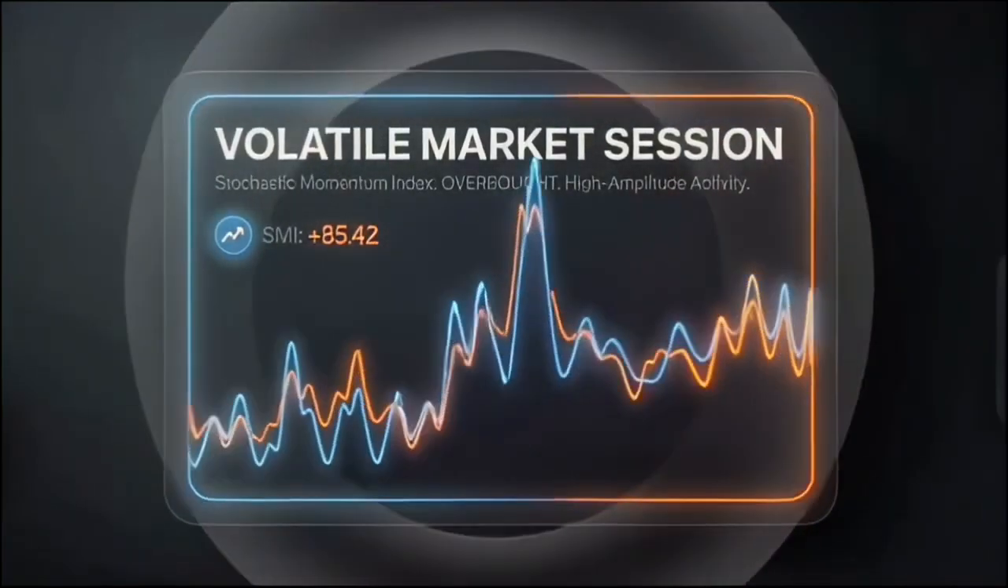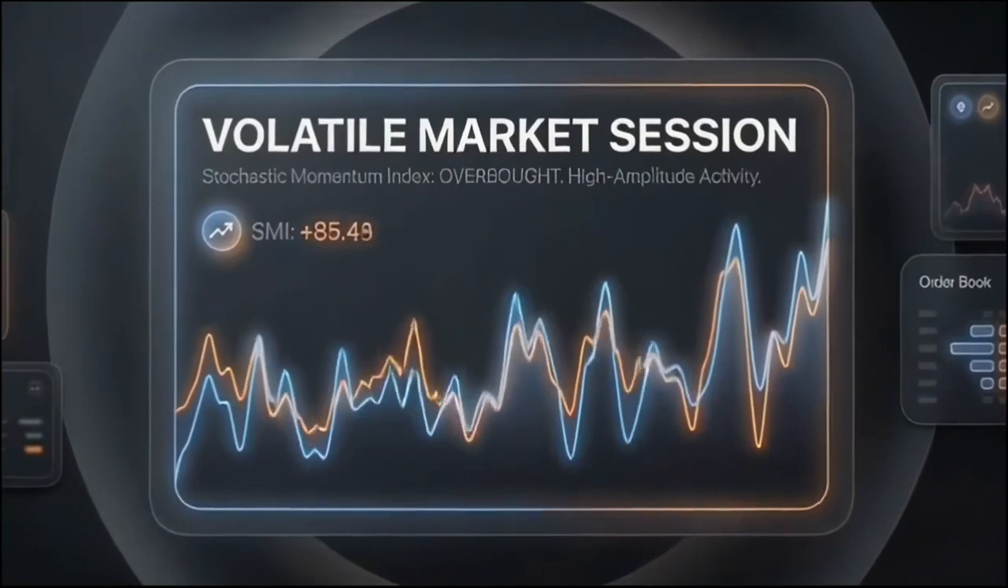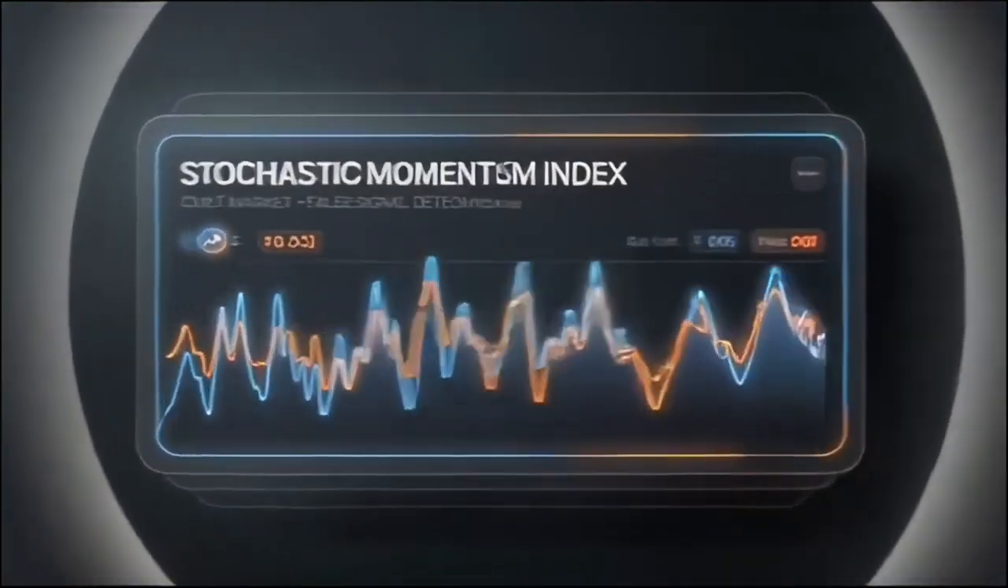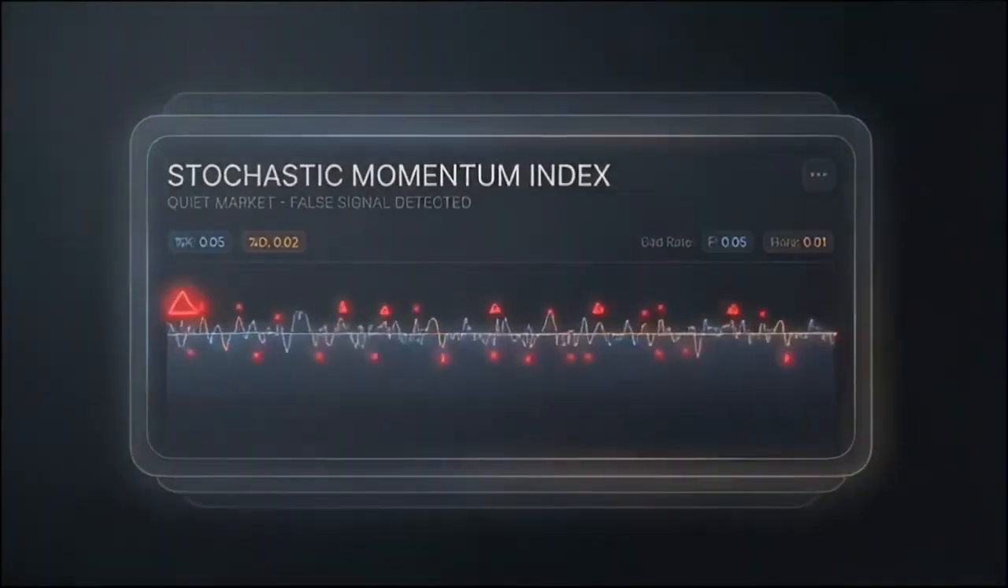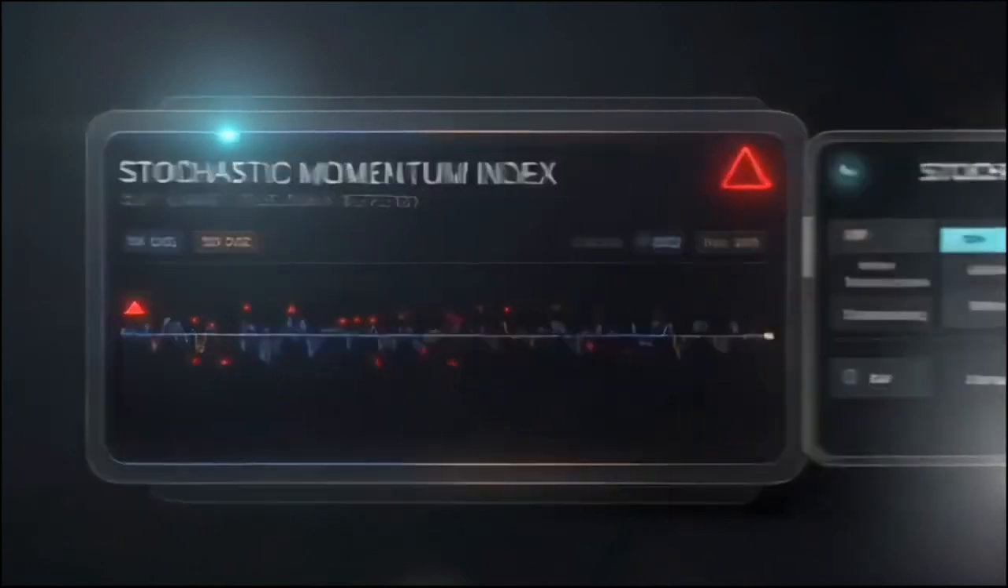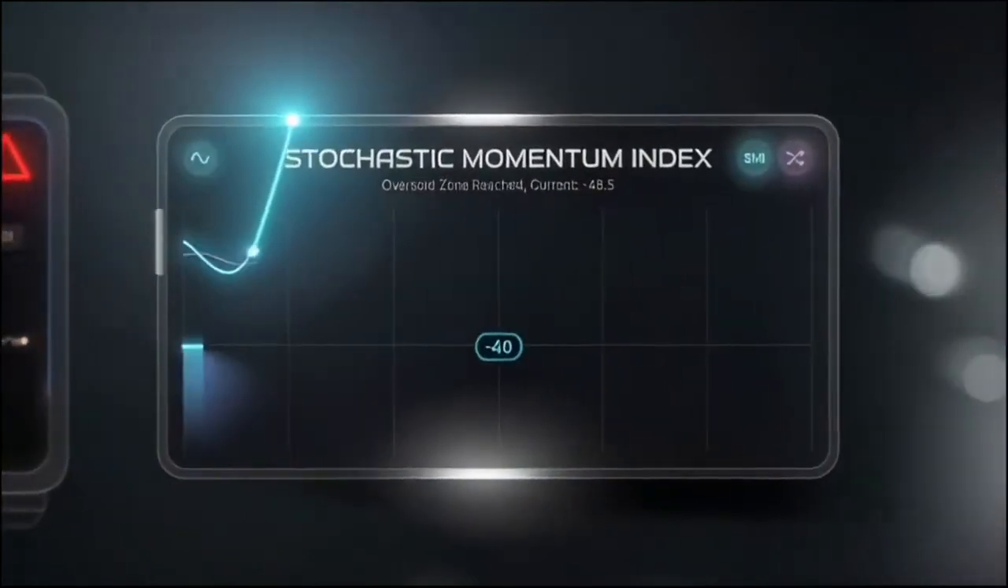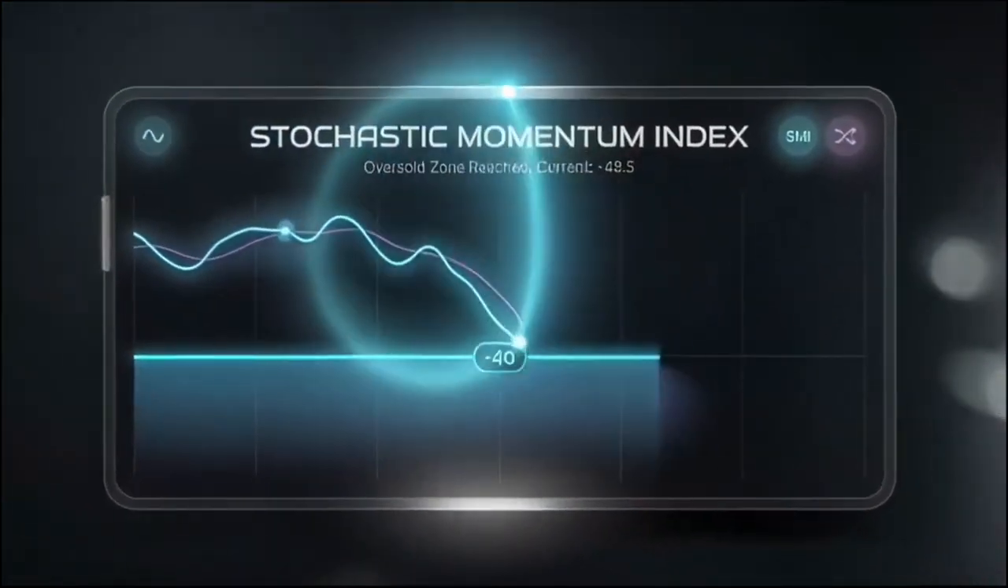Use the faster version in active sessions with real movement. In a quiet market, it will flip long and short all morning and eat your account one small loss at a time. The 5-minute strategy is the extreme zone exit cross.